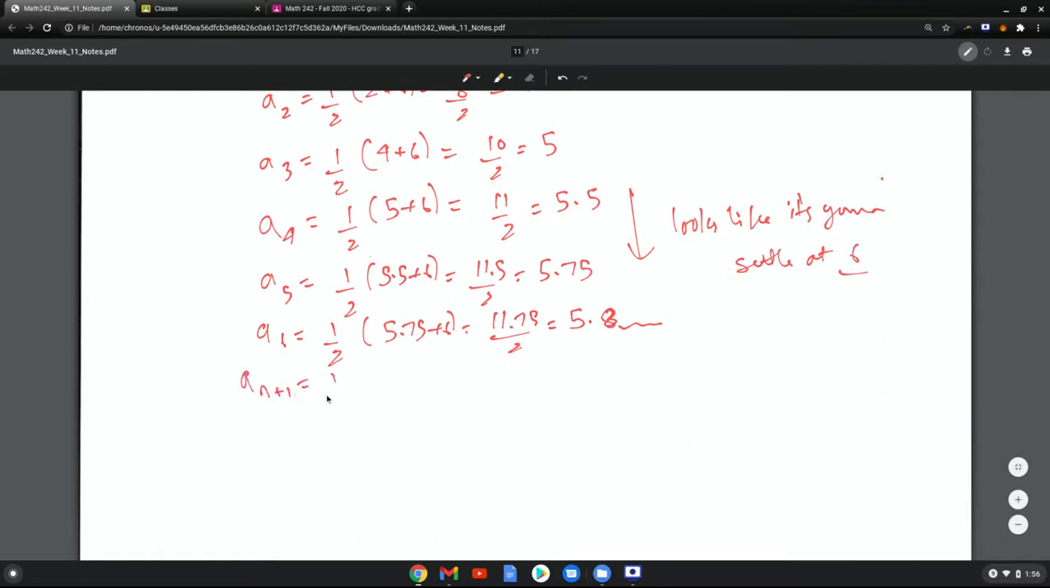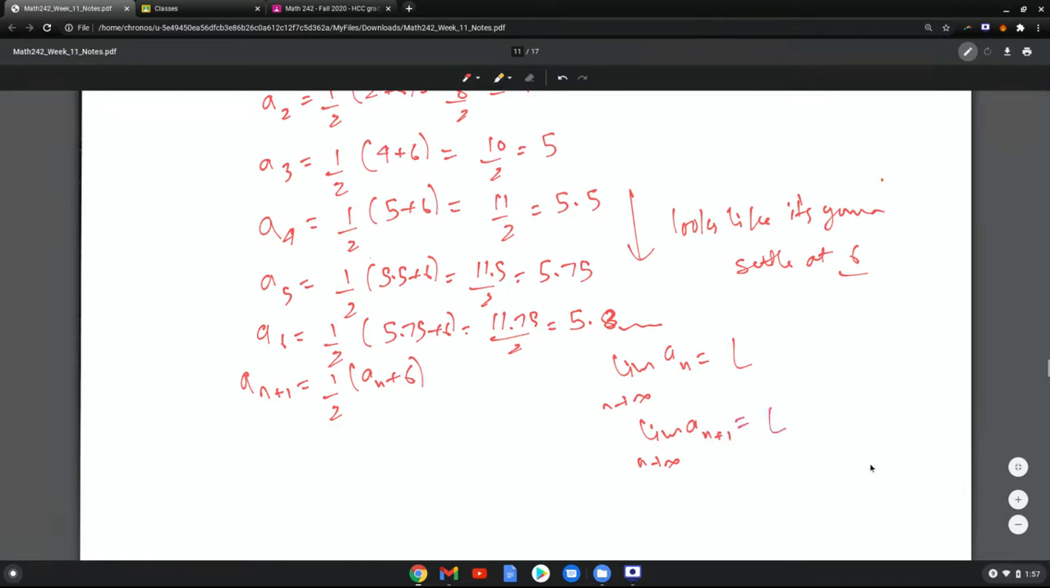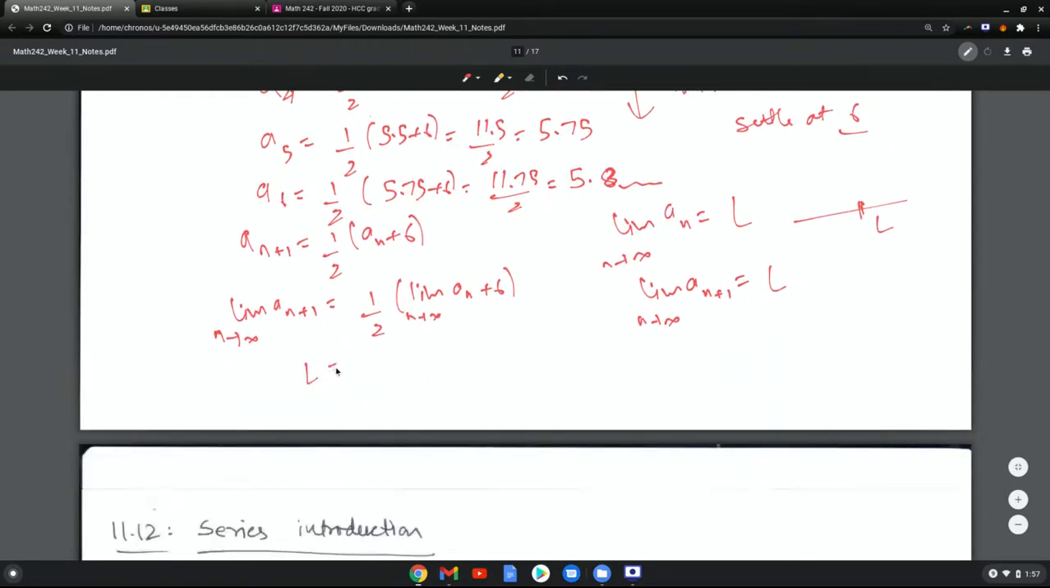So let's see. What we have here is this recurrence relation. We're going to use a trick that we've used before in some bonus problems. We say that the limit as n goes to infinity of a_n equals L. Then the limit as n goes to infinity of a_(n+1) is also L, because that's where the sequence goes when n goes to infinity. So it doesn't matter what the index is, which means the limit of a_(n+1) equals 1/2 the limit of a_n plus 6. Basically this tells me that L is 1/2 of L plus 6, or 2L minus L equals 6, and L equals 6.